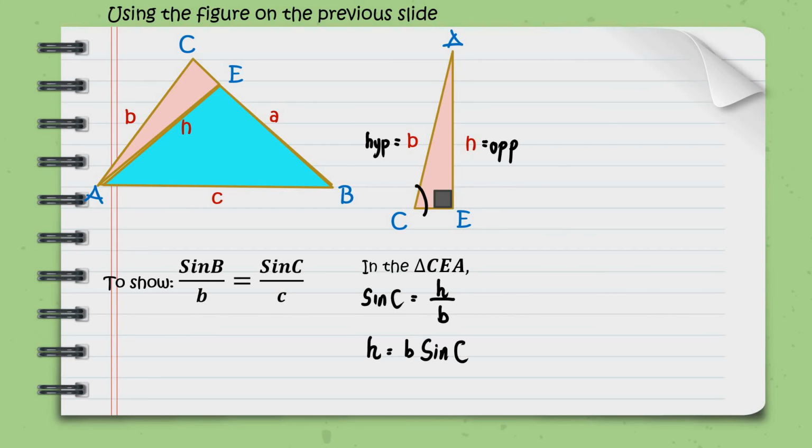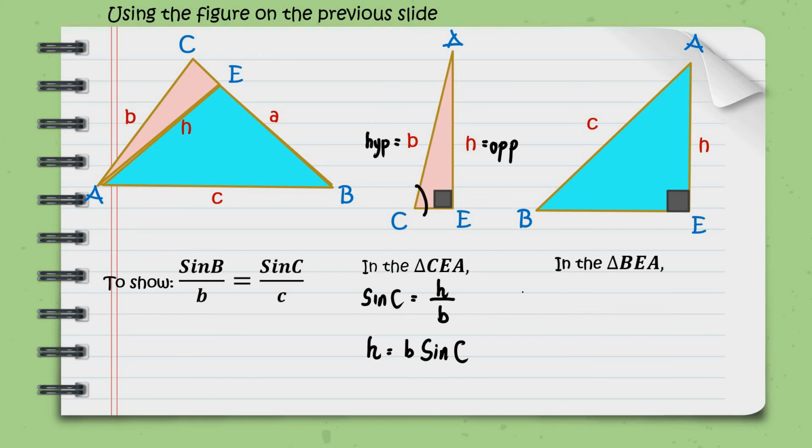Let's now use the light blue right triangle BEA with right angle at angle E. Let's find sine of angle B. To do that, let's label the parts of the right triangle. c is the longest side of the right triangle, therefore it is the hypotenuse. With respect to angle B, h is our opposite. Then sine of angle B is equal to h over c. Let's write it in terms of h by applying the cross product property. So we have here h is equal to c sine of angle B.